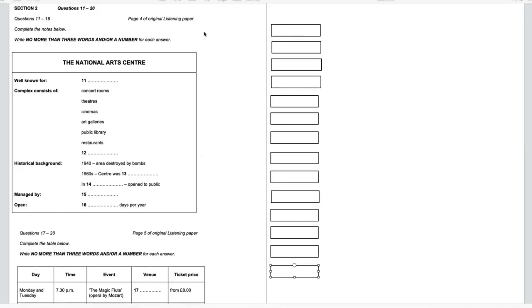Section 2. You will hear a radio broadcast called Focus on the Arts. First, you have some time to look at questions 11 to 16 on page 4.